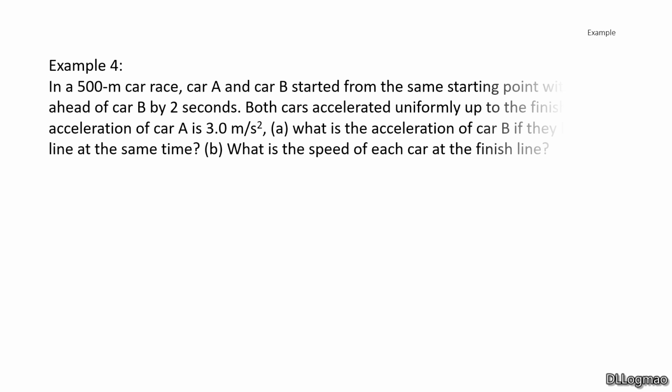Another motion problem to apply the equations of kinematics. In a 500-meter car race, car A and car B started from the same starting point with car A ahead of car B by 2 seconds. Both cars accelerated uniformly up to the finish line. The acceleration of car A is 3 meters per second squared. What is the acceleration of car B if they reach the finish line at the same time? What is the speed of each car at the finish line?